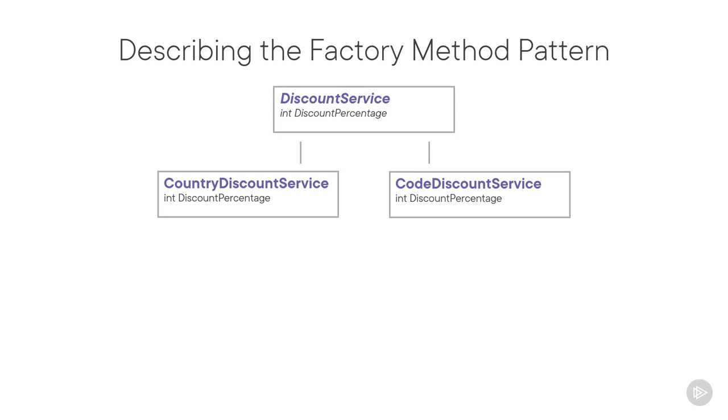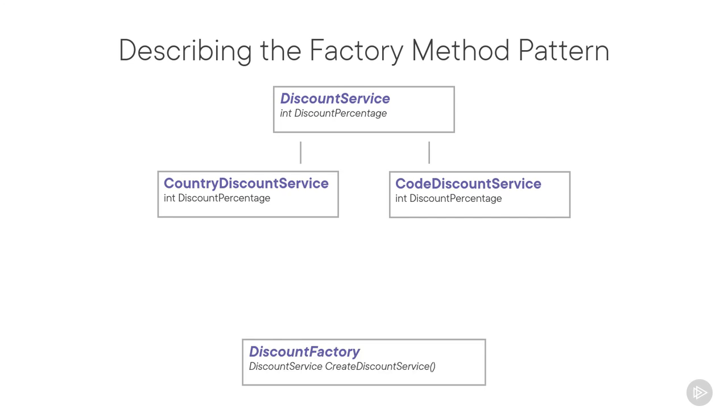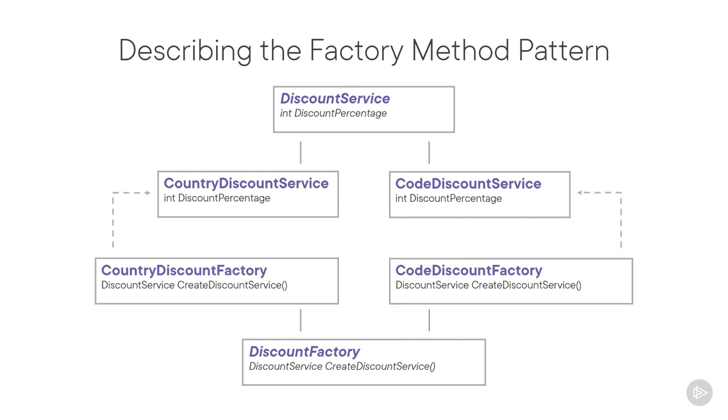But how do we instantiate it then? For that, we create a base discount factory with one abstract method, create discount service. This is called the factory method. Concrete implementations of this factory are then a code discount factory and a country discount factory. The client works on the discount factory base class, so it uses whichever implementation is provided to get a hold of the concrete implementation of the discount service via the concrete implementation of the discount factory with the concrete implementation for the discount factory method.